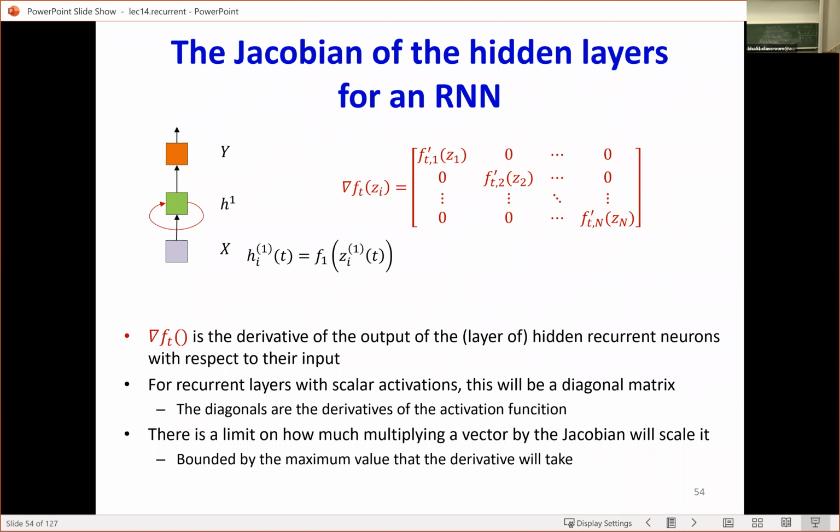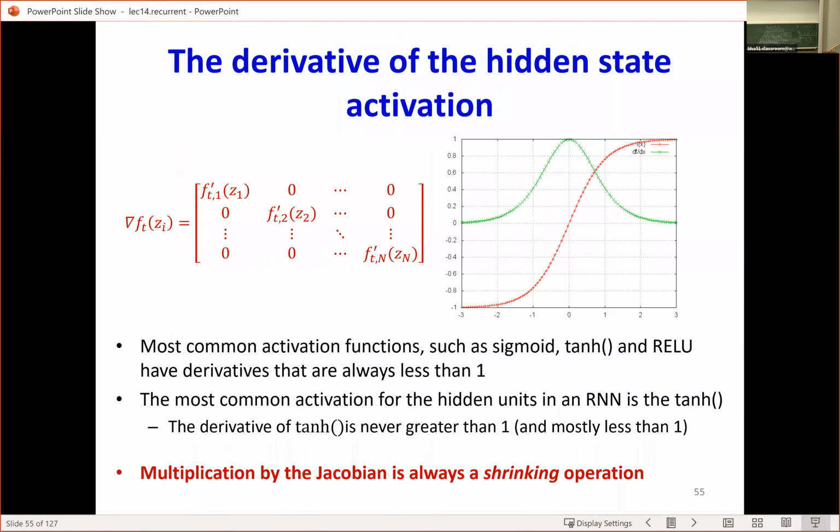What is the largest value of the diagonal elements? It's going to depend on the activation function, but typically your Jacobian is going to be a diagonal matrix for these hidden layers. Furthermore, the diagonal entries are going to be the derivatives of the individual activation functions. And what do those look like? For a sigmoid activation, the derivative goes from 0 to 0.25 and back to 0. For a tanh activation, the derivative goes from 0 to 1 and back to 0. For a ReLU activation, the derivative is either 0 or 1, right?